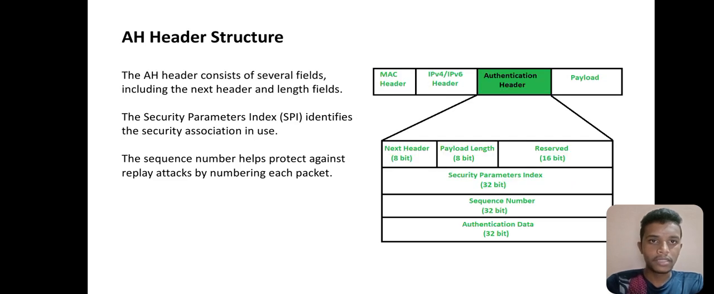And the authentication header structure consists of several fields, which include the next header and the length fields. The security parameters index identifies the security association in use, and the sequence number helps protect against replay attacks by numbering each packet.